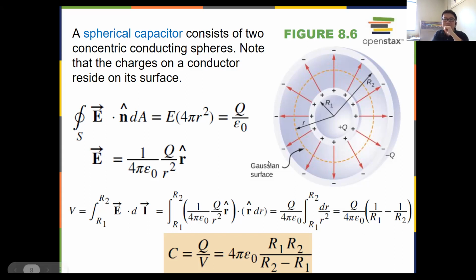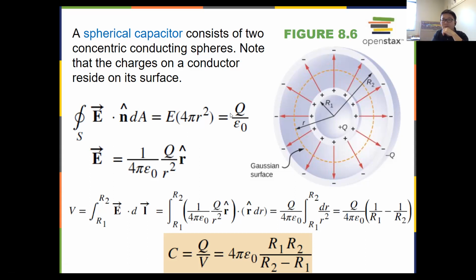The potential difference across these two shells is the integration from R1 to R2 of E dot dl. E is in the radial direction, so dl will also be in the radial direction. The constant numbers go in front of the integral, so we integrate 1 over r squared, which gives minus 1 over r. Then it will be 1 over r1 minus 1 over r2 times this constant. This will be V.